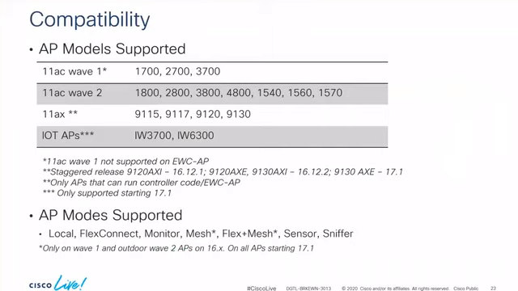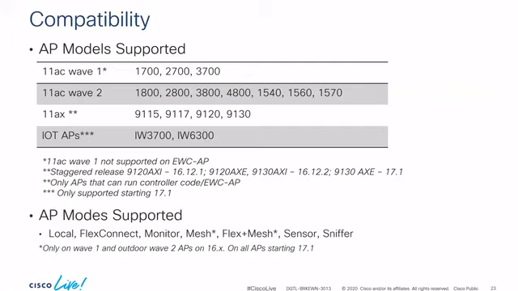Now, the AP models supported. On the 9800, we do support some 11AC Wave 1, specifically the 1700, 2700, and 3700 APs, but not a whole lot more. We do support all of the Wave 2 and 11AX APs and some IoT APs. A lot of this hardware support got added in a staggered manner, so it's not like all of this was supported on day one of the release. So you will have to validate which AP is supported in which particular code when deploying. Make use of the release notes to get that information.